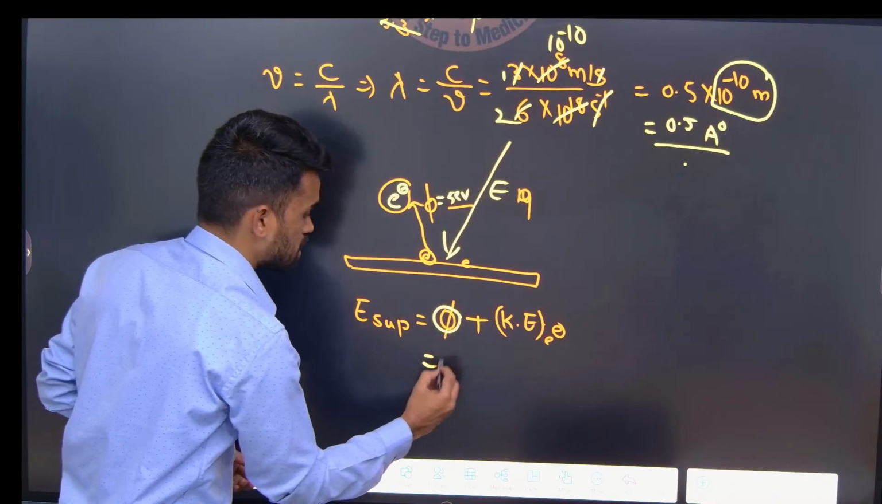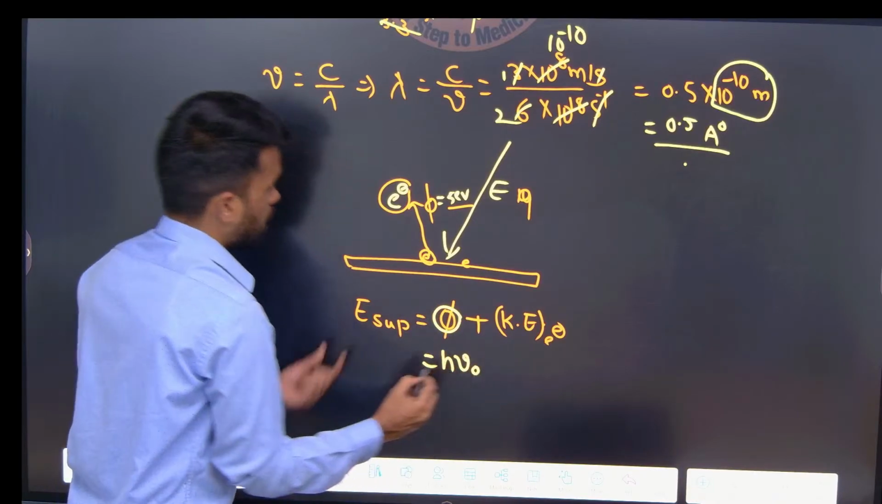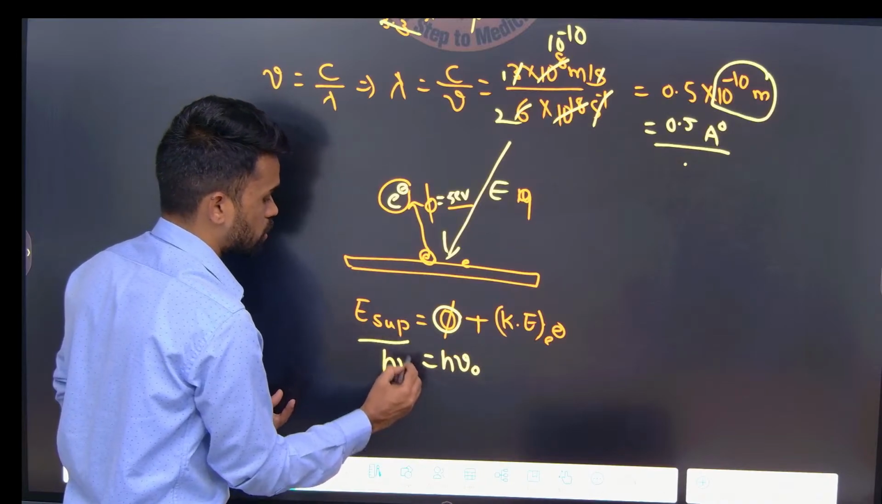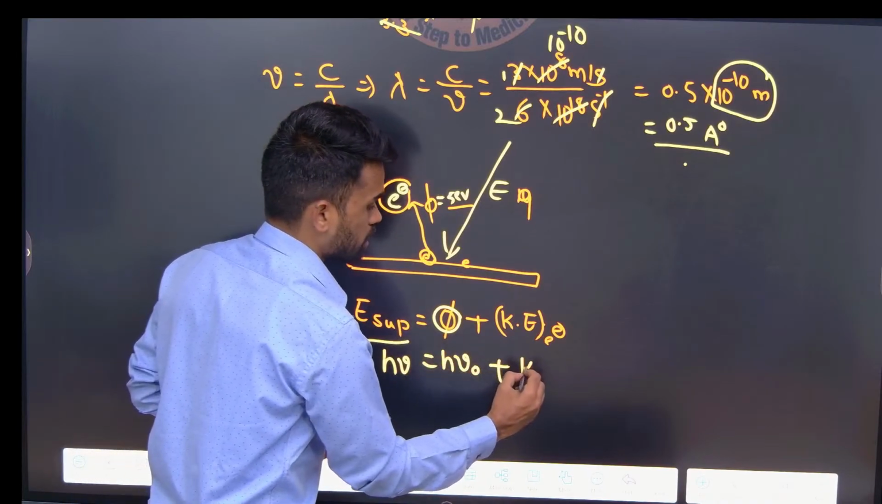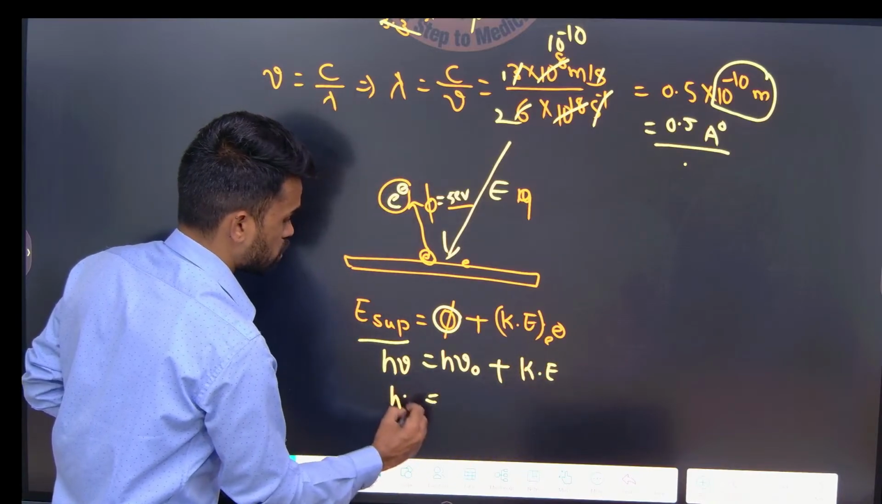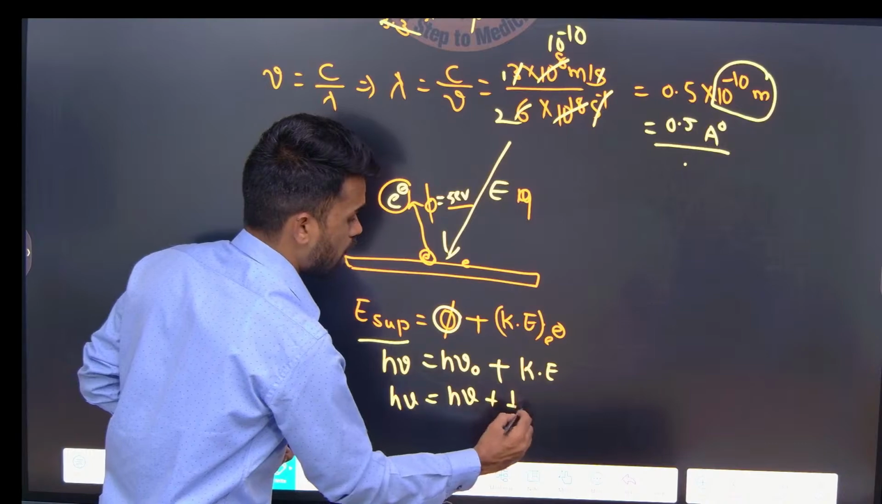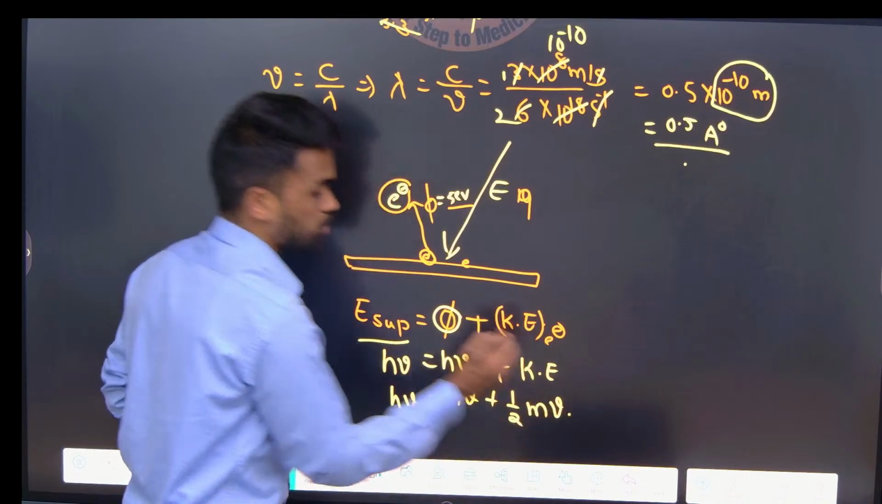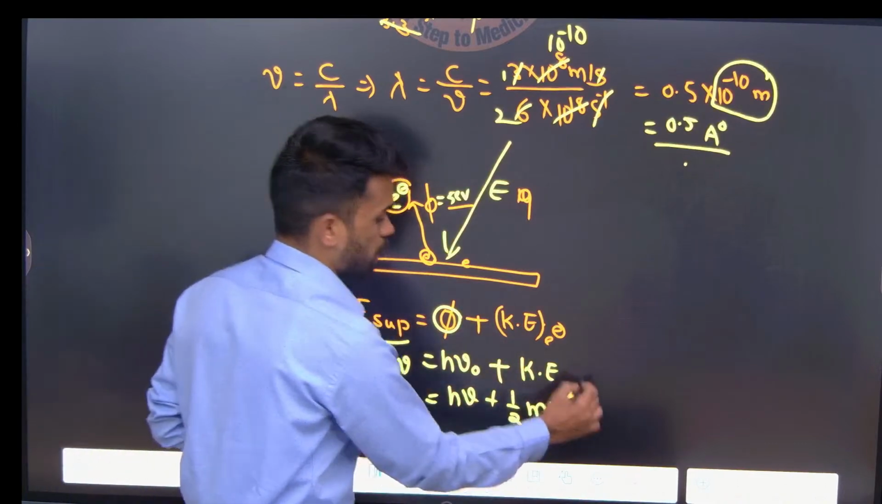So I am writing this as h nu naught, and this supplied energy as h nu, plus kinetic energy, which means half mv square. So I can write h nu equals h nu naught plus half mv square. This is very basic, I hope everyone got it.